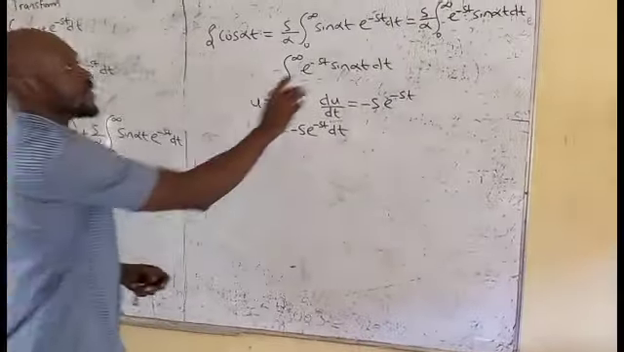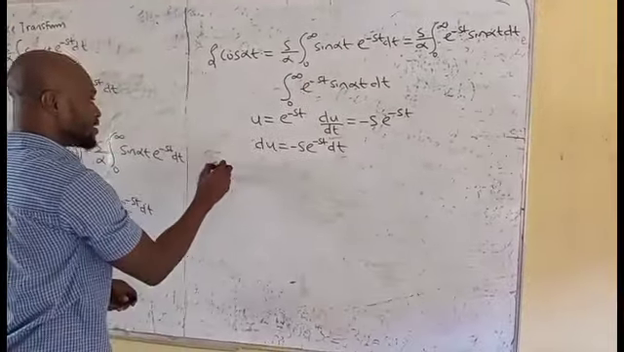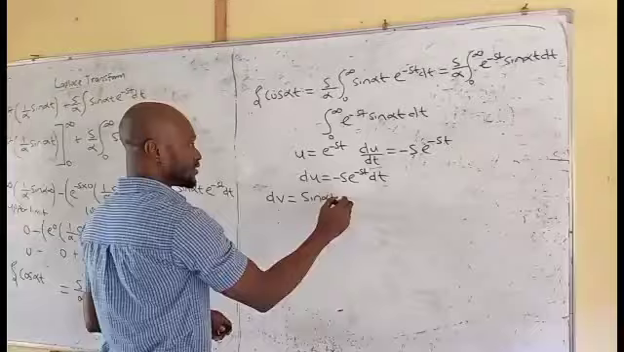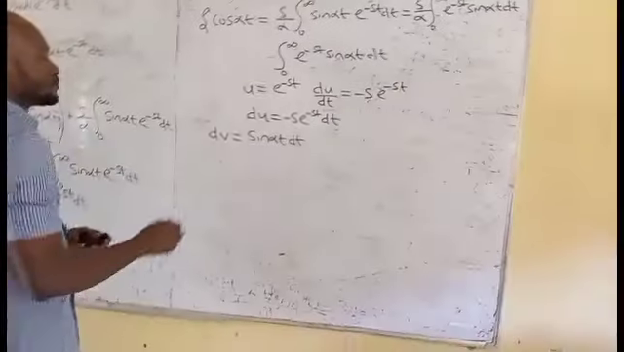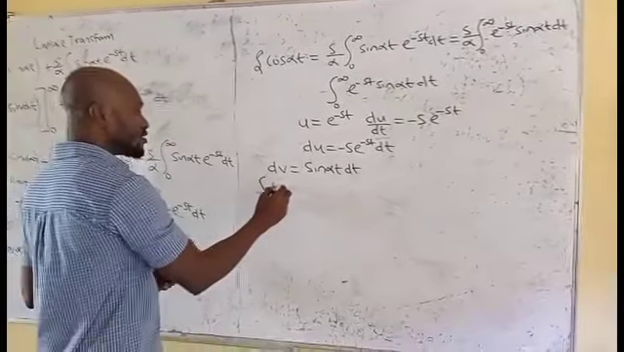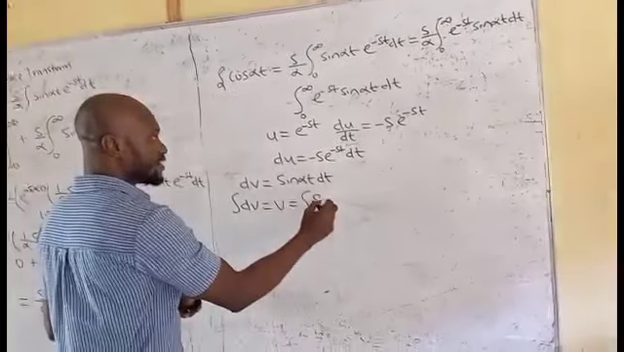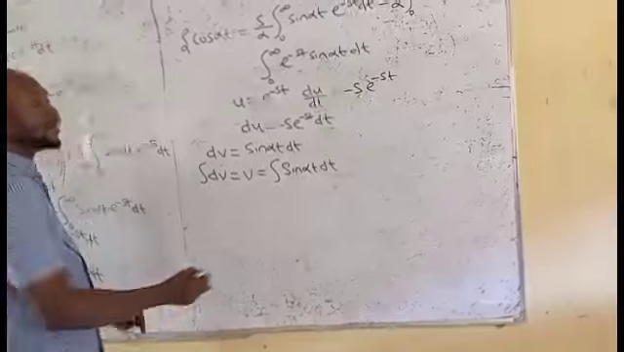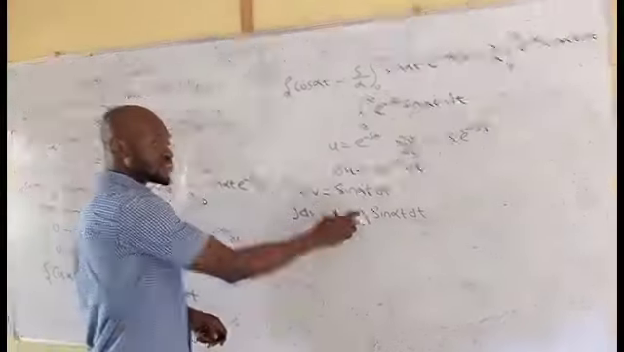So now the next one is this one. I will take my dv equal to sine alpha t dt. Now I'm going to take the integral form. The integral of dv will give you v, and it will still give you the integral of sine alpha t dt. Mind you, this is your integration symbol.